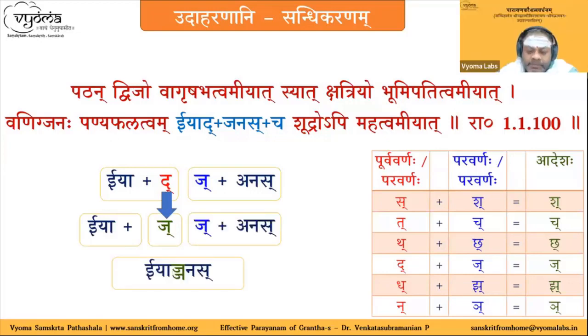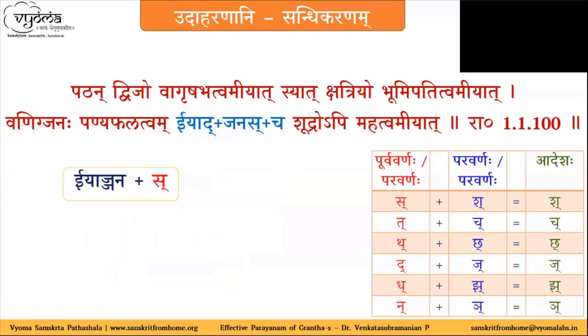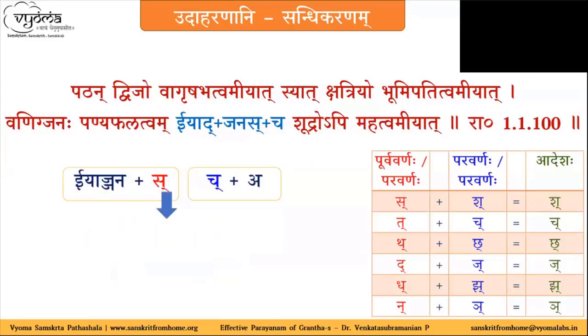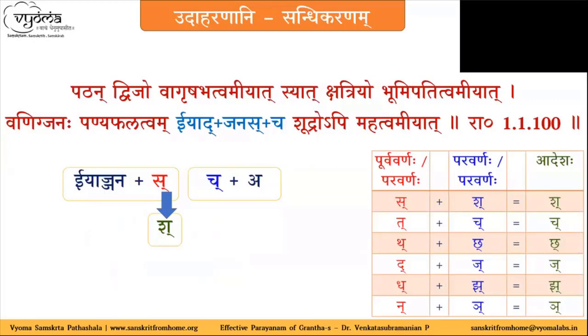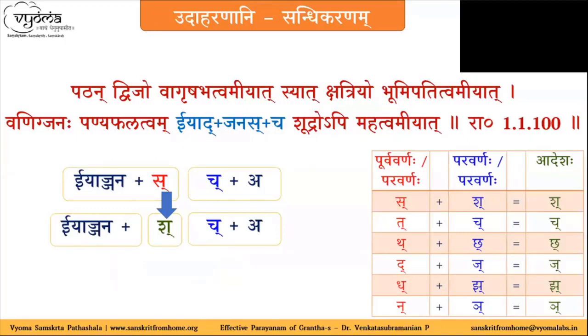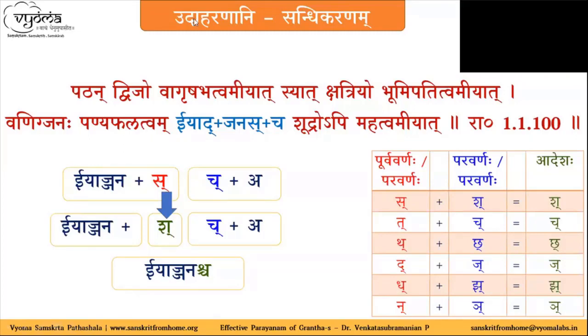Next. Next is iyad janas. Purvavarnah sakarah asti. Paravarnah chakarah asti. Adeshah shakarah bhavati. Tatkaranat iyad janashcha. Punaha vadatu, final form. Iyad janascha. Uttamam. Iyad janascha. Uttamam Bhagini. Ativa uttamam. Dhanyavada.